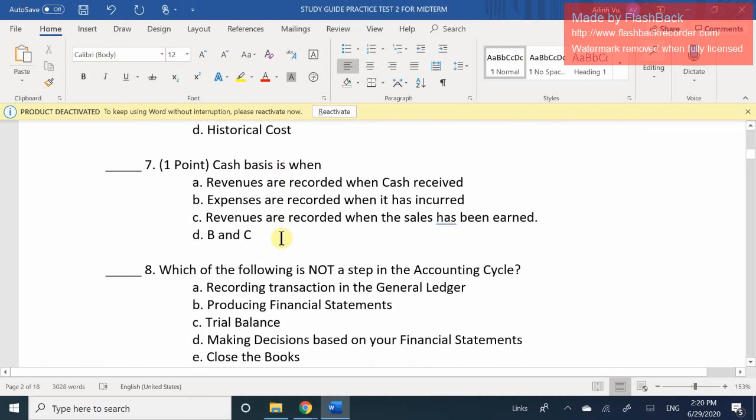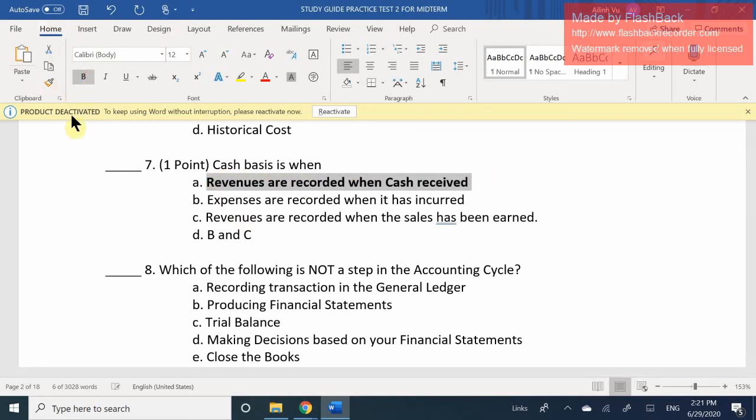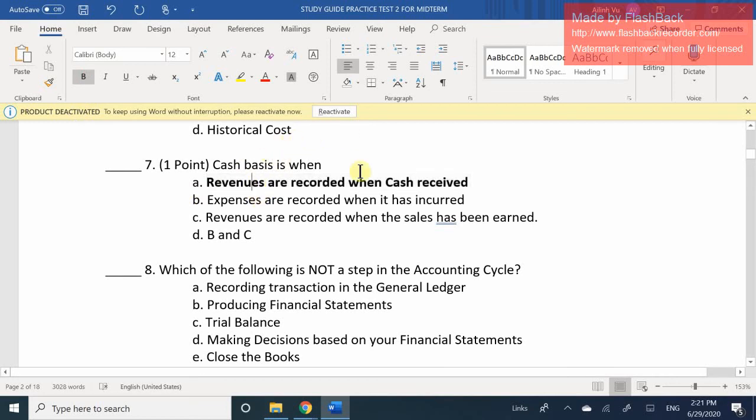All right. Question number 7. Cash basis is when? A. Revenues are recorded when cash is received. B. Expenses are recorded when incurred. C. Revenues are recorded when the sales have been incurred. Or D, B and C? Okay, so yes, David, you are correct. It is A, right? Keyword cash basis. That means when cash is received and when cash is available to spend.